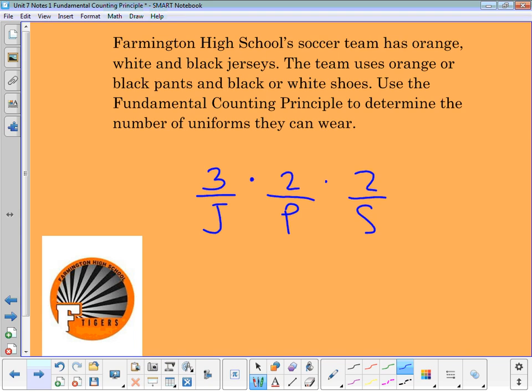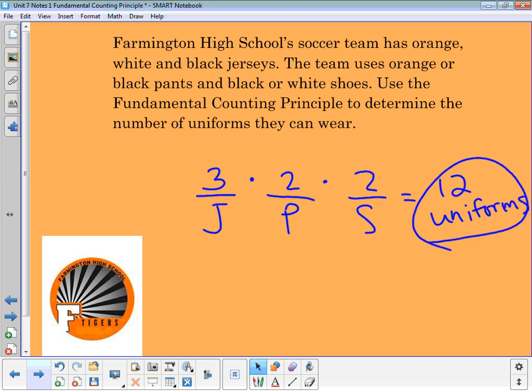So I take those and multiply them together, and again, it's not possible for something to be a jersey and a pair of pants at the same time, so they're all separate. Same with pants and shoes, and so on. So if I take those and multiply them, 3 times 2 is 6, 6 times 2 is 12. I have 12 different uniforms.